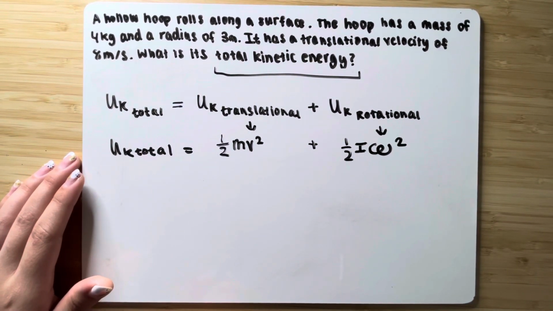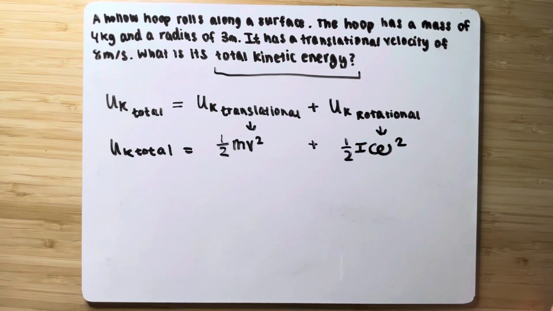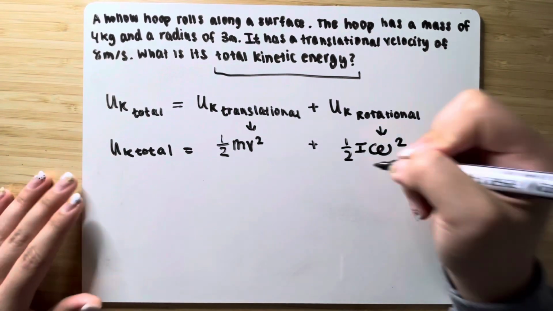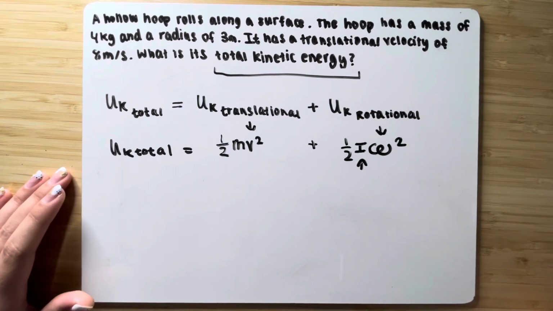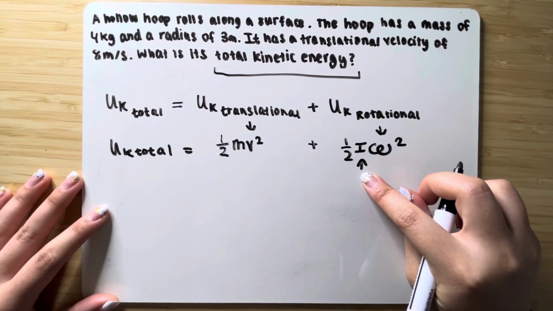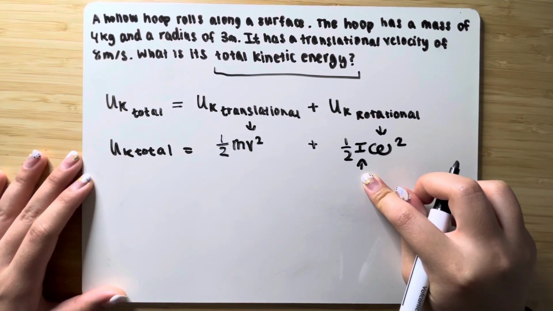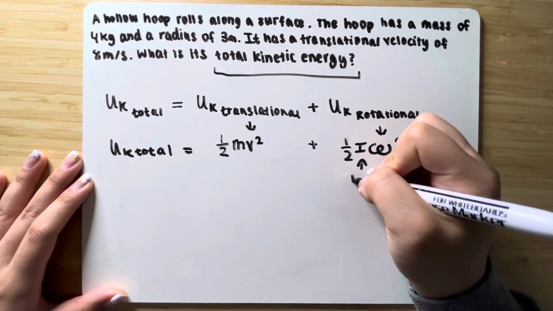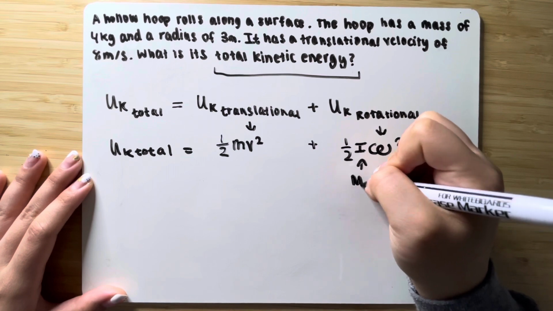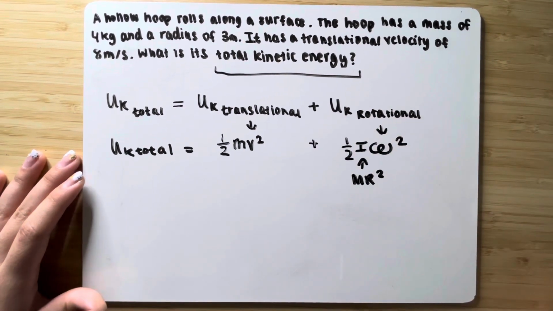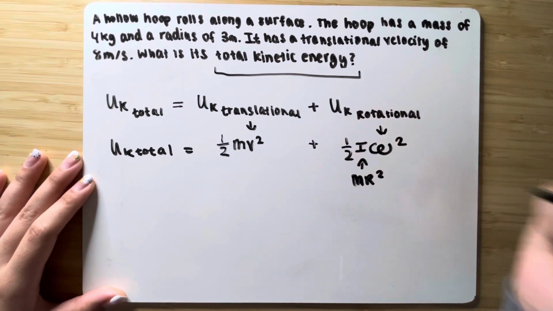Now moving on, we are going to realize that we're working with a hollow hoop, which means that for the moment of inertia, we're going to base it on the equation for the hollow hoop, and the equation for a hollow hoop is 1 mass times radius squared. So it's that.